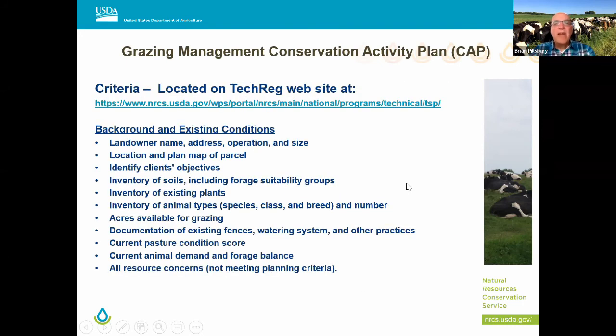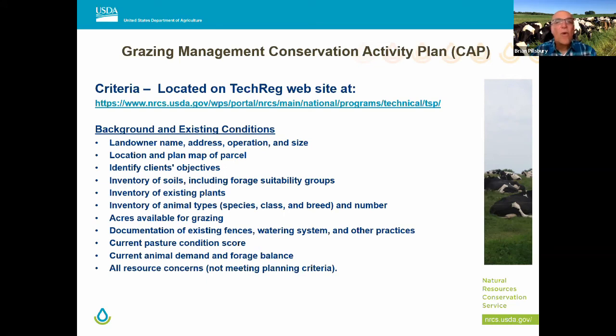So the grazing management plan criteria is located on the TechReg site. Go to USDA NRCS.gov, NRCS, and go to our TechReg site, and you can see all the things that need to be in that grazing management conservation activity plan. A lot of background information. The real obvious stuff is landowner name, address, location and map.